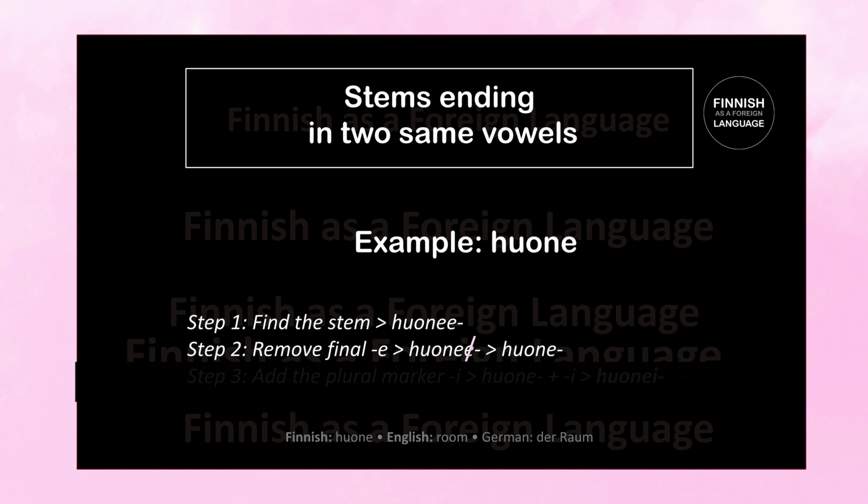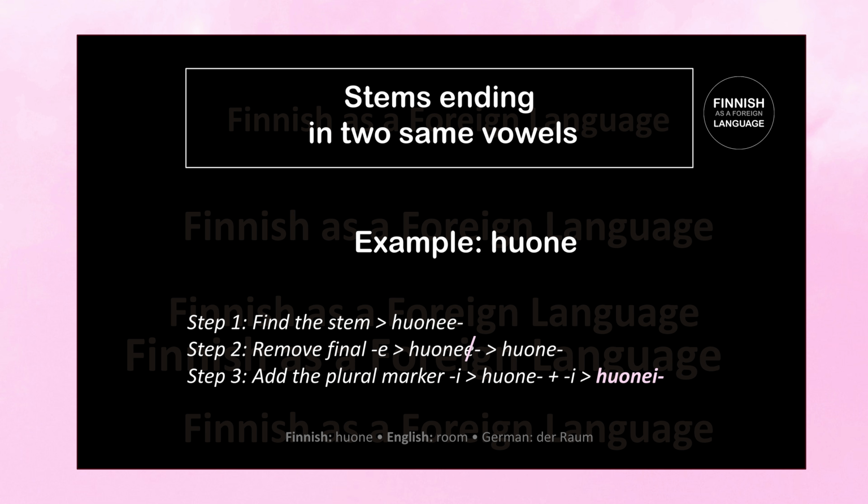Then in the second step, we have to remove the final e. So huone with a double e changes to huone with 1 e. And then again in our final step, we add the plural marker i. So that means we have huone plus i and we get huonei. This is our plural stem. Now we want to add the case endings.